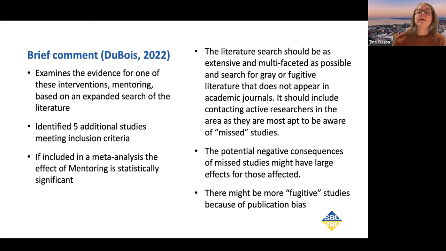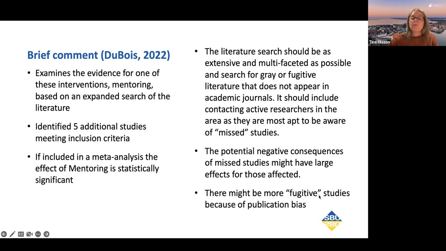DuBois concluded that the literature search should be as extensive and multifaceted as possible, and the search for gray or fugitive literature that does not appear in academic journals should be undertaken also, and that researchers should include contacting active researchers in the area, as they are most likely to be aware of missed studies.